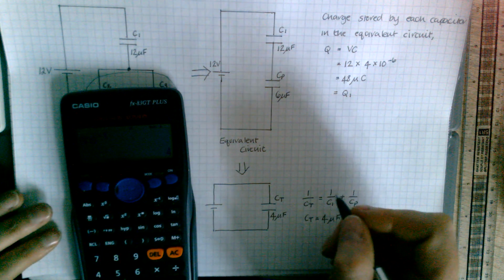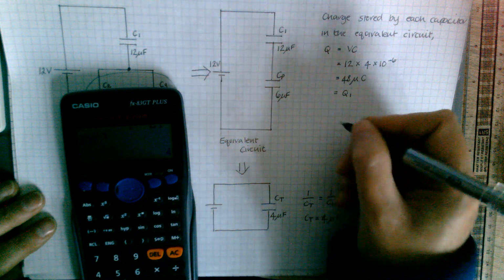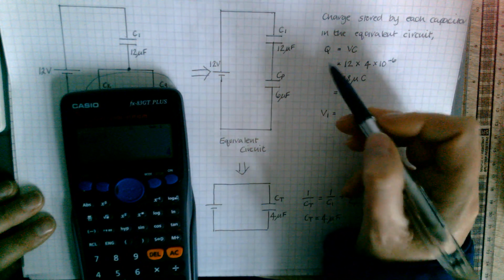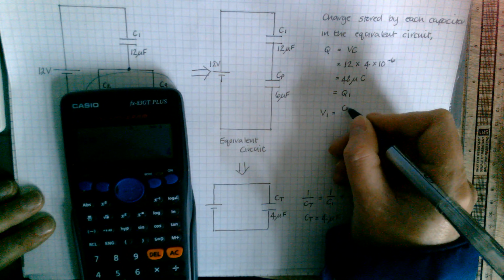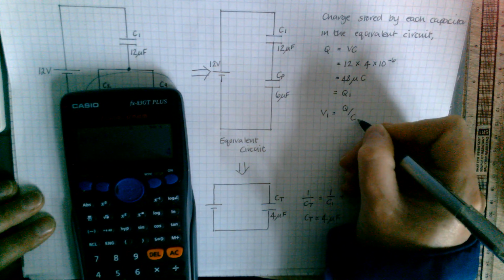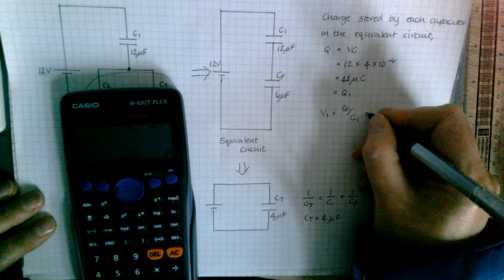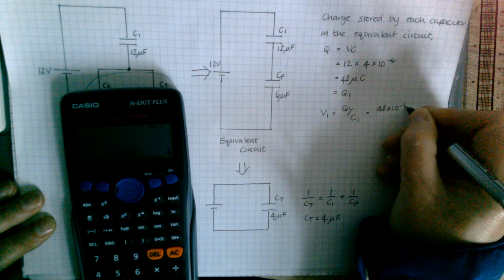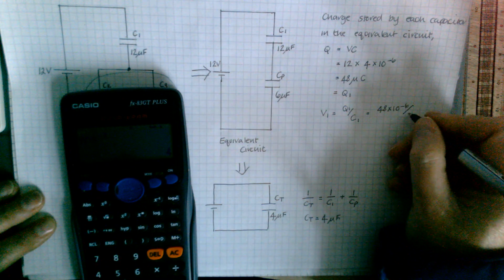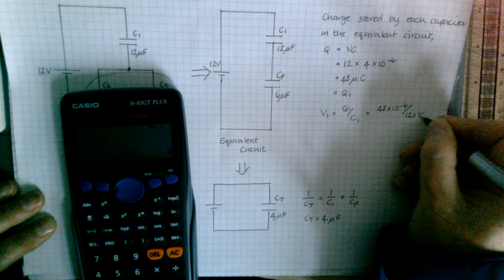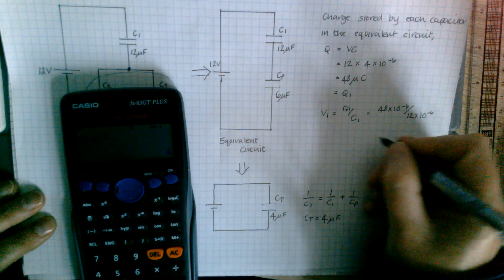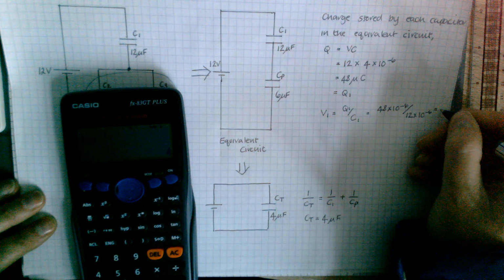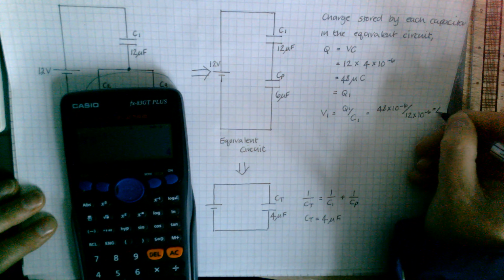I can get the voltage across C1 using that charge. That'll be my V1. Transposing this formula, V1 equals Q over C. It'll be Q1 over C1. So 48 times 10 to the minus 6 divided by your 12 microfarads. And that gets you your 4 volts.